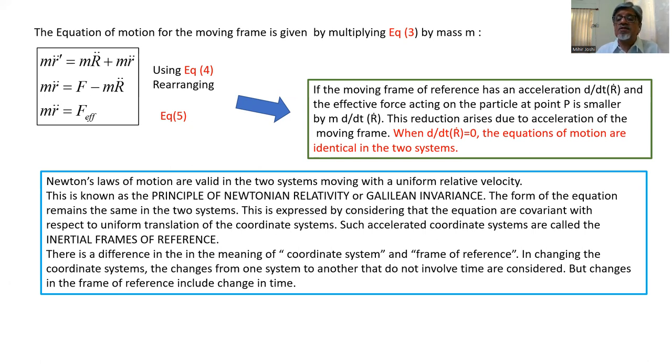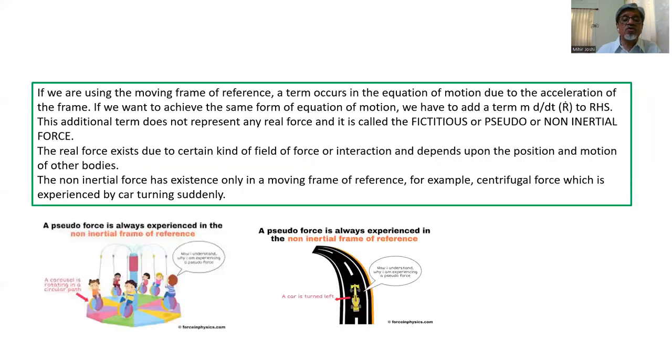Such unaccelerated coordinate systems are called inertial frames of reference. There is a difference in the meaning of coordinate system and frame of reference. In changing the coordinate system, the changes from one system to another do not involve time. But the changes in the frame of reference include the change in time. So in a frame of reference, the changes involve time, and in the coordinate system, from one coordinate system to another, time is not involved. So there is a difference between the two.